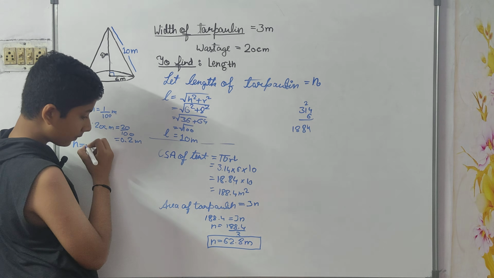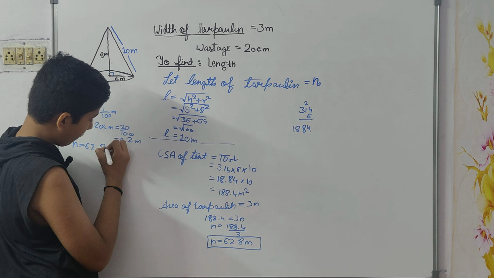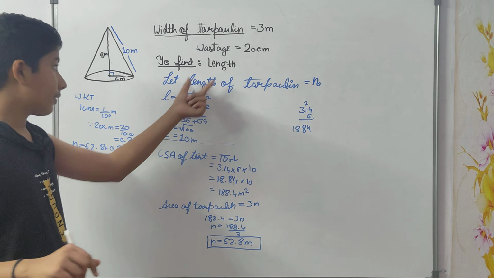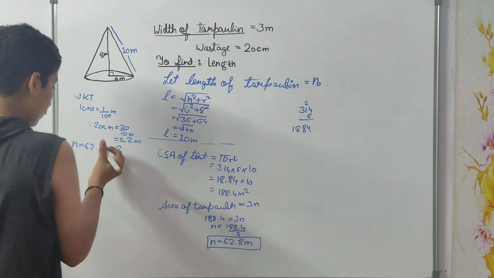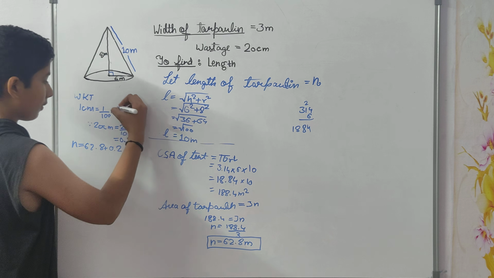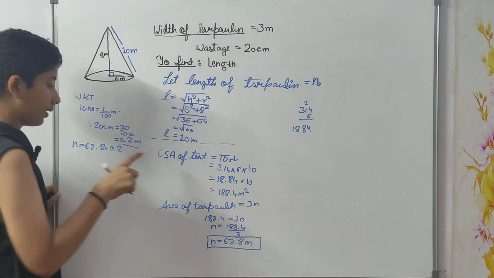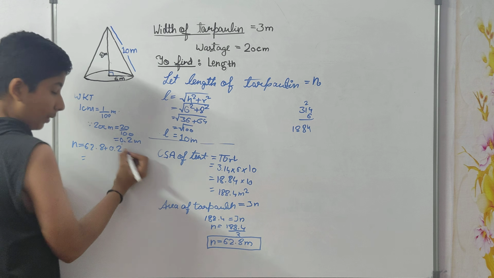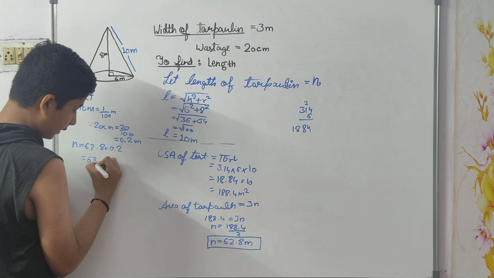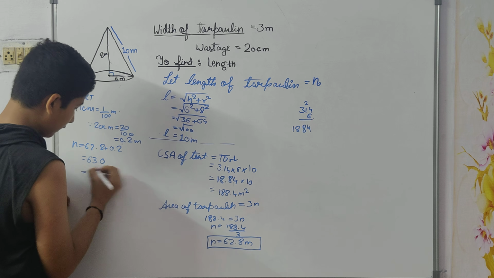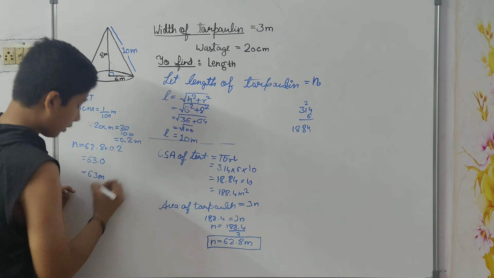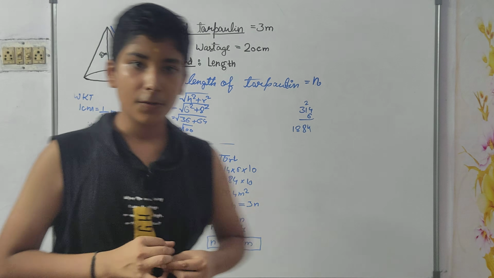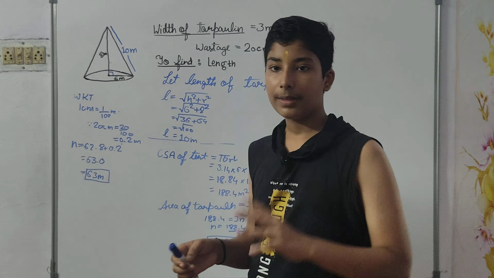N equals 62.8 plus 0.2. Why have I added? Because the wastage will also be included. Since this was in meters, that's why I converted this also into meters, because it was in centimeters. Now 62.8 plus 0.2 will be 63.0, which equals 63 meters. Hence, we know that the length of tarpaulin will be 63 meters.